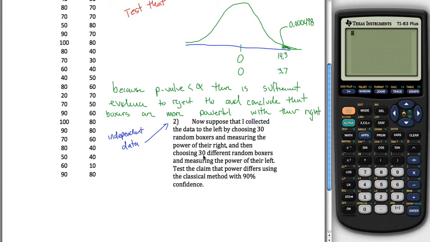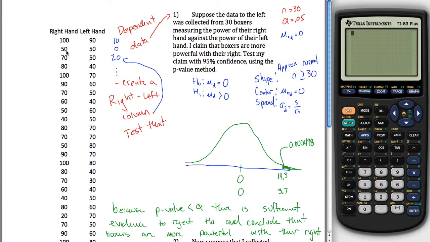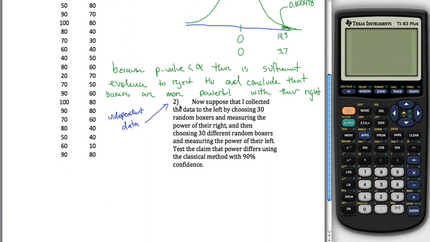Now what I'm going to do is go out and choose 30 boxers at random and measure the power of their right hands and write those here. And then go out and choose 30 other guys at random and measure the power of their left hands and put them here. So that's what I did here. I'm going to pretend that's where this data came from down here, and that difference makes it independent.